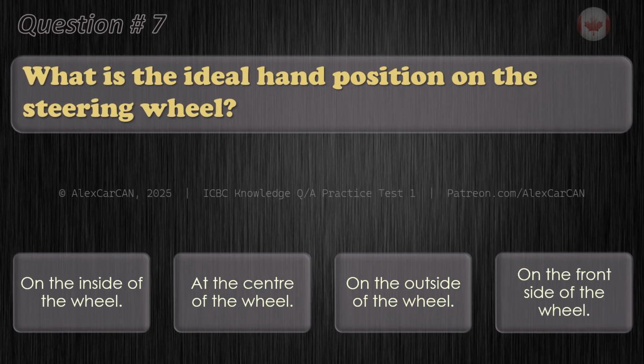Question number 7. What is the ideal hand position on the steering wheel? On the inside of the wheel. At the center of the wheel. On the outside of the wheel. On the front side of the wheel. The correct answer is on the outside of the wheel.